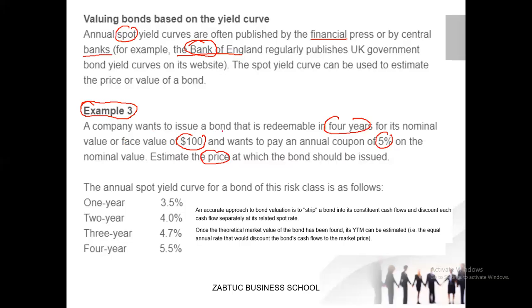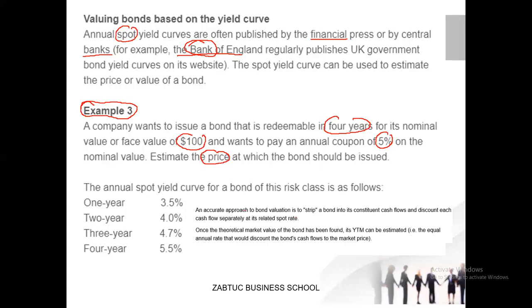A company wants to issue a bond that is redeemable in 4 years for its nominal value or face value of 100, and wants to pay an annual coupon rate of 5% on the nominal value. Estimate the price at which the bond should be issued. Here are the points now to take note of. Number one, an accurate approach to bond valuation is to strip a bond, to break down the bond into its constituent cash flows and discount each cash flow separately at each related spot rate.